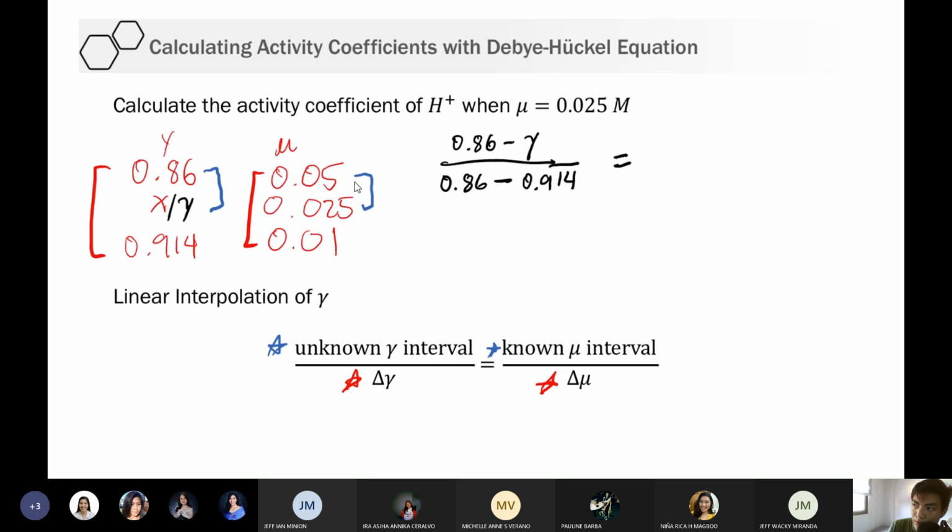For the known mu interval, this is this minus this, okay? And that is 0.05 minus 0.025. And that's divided by delta mu, so that is the one in the red bracket. That is 0.05 minus 0.01. Okay? You can use the shift solve function of your calculator to solve for the missing gamma.